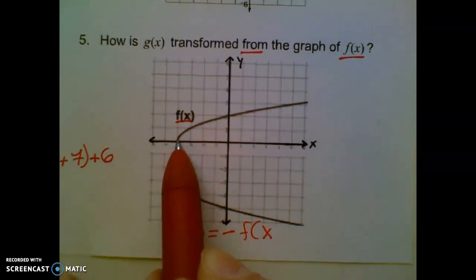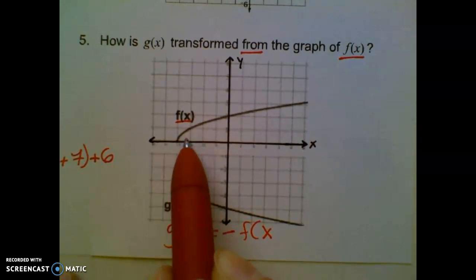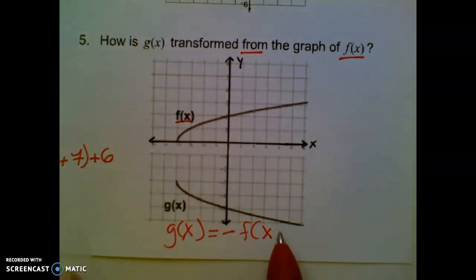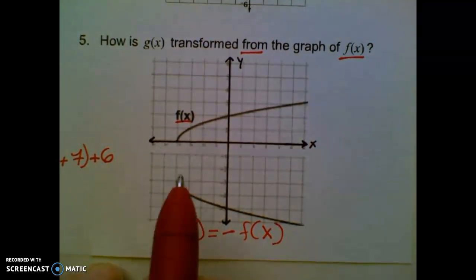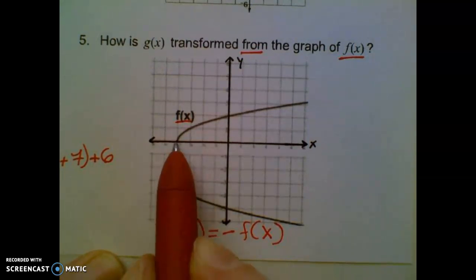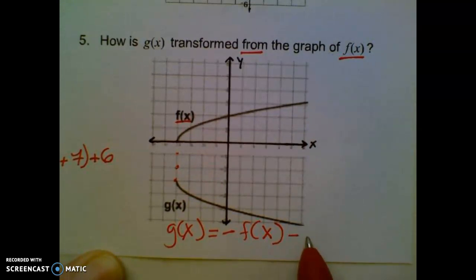Well, my original point was here. It didn't go left or right any, so there's no left or right number inside, so that just gets stuck. And then once it flipped over, it went down 1, 2, 3 points. So I would just put a minus 3 on the outside.